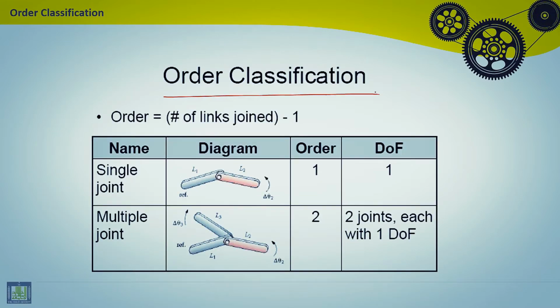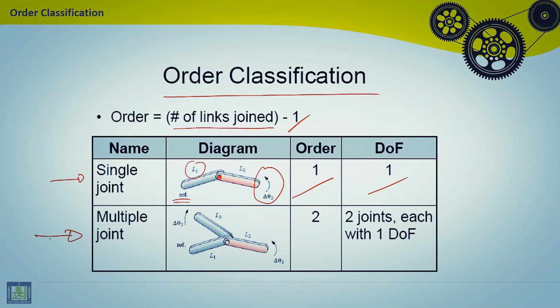Order classification. This is the number of links joined minus 1. For a single joint, we have here the joint between 2 links. The first one, link 1, it is the reference, the ground. The second one make delta theta as a degree of freedom, so the order is 1. And the number of degree of freedom, it is 1.